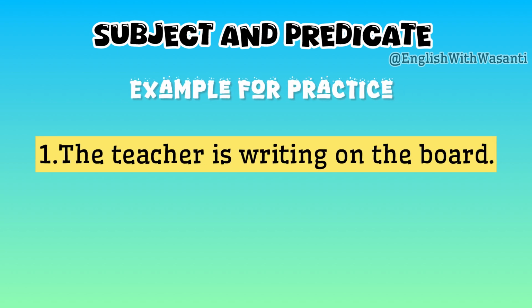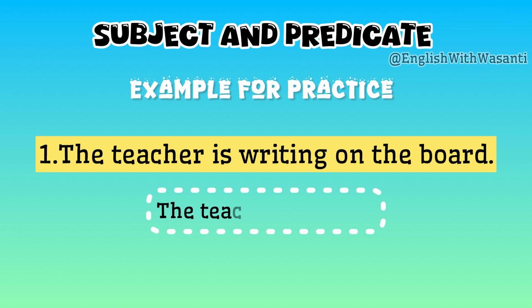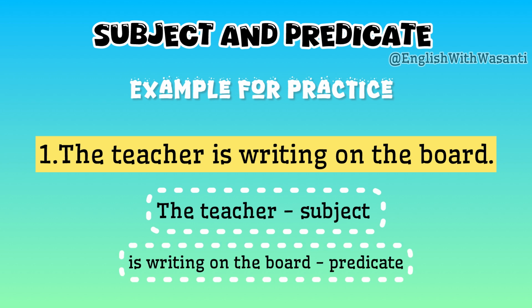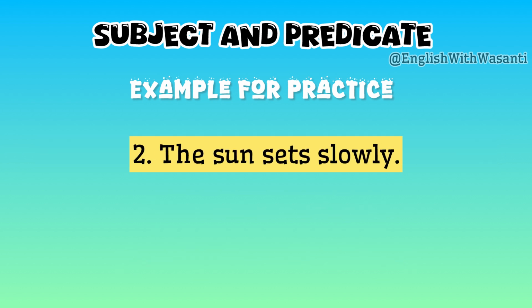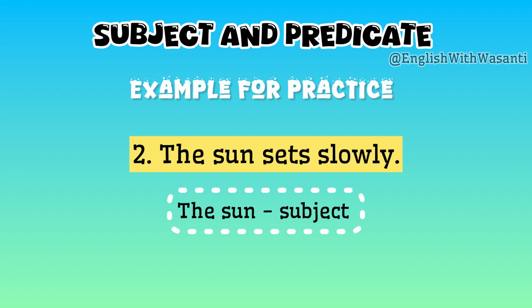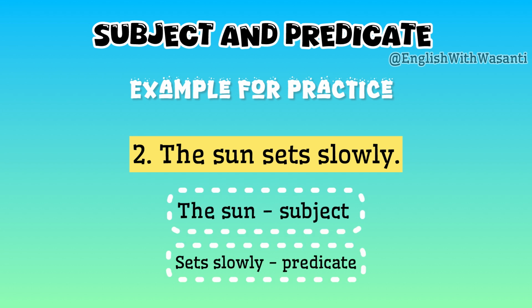The teacher is writing on the board. Now it's your turn to identify the subject and the predicate. Yes, the teacher is the subject of the sentence and is writing on the board is the predicate in this example. Look at the second example. The sun sets slowly. Now try to identify the subject and the predicate. The sun is the subject and sets slowly is the predicate.